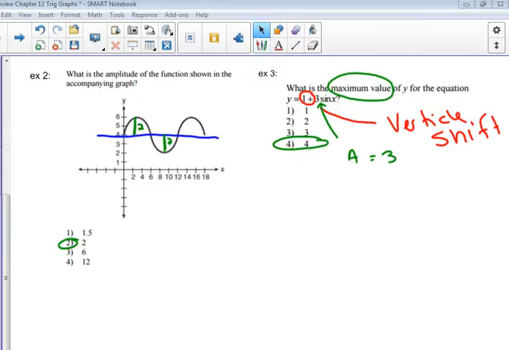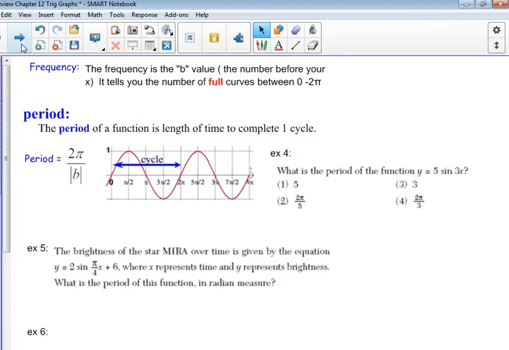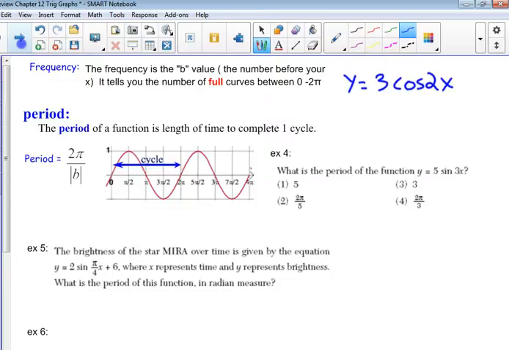How do you guys feel about amplitude and recognizing amplitude? That's easy? Okay. So one thing that always gets people is the idea of frequency and period. The frequency is the B value. So if you see something like y equals 3 cos 2x, this is going to be your B. It's the number that comes before the x. And we saw today that they didn't have an x, they had a theta at one time, but it's really the number that comes before the variable.